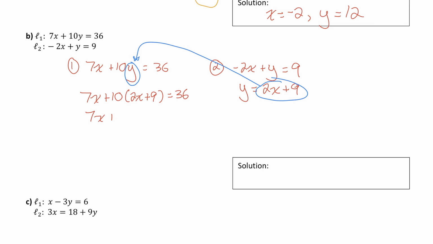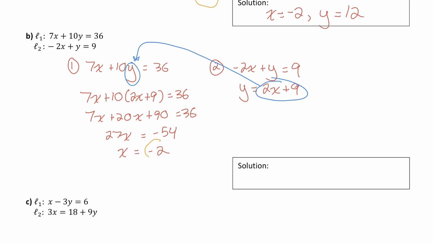Distribute the 10 to get 20x plus 90. Get all the variable terms on the left. So I've got a 27x on the left and the constant terms on the right. If I bring the 90 to the right, I'll have 36 minus 90, which is just negative 54. Divide the 27 over, I get x is negative 2. So I now know the y values are equal when x is negative 2.